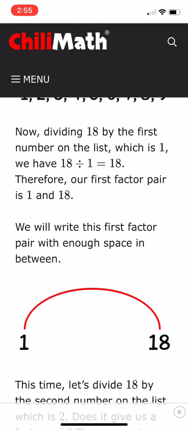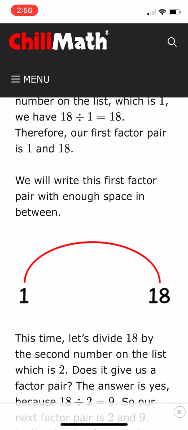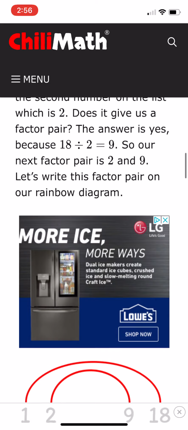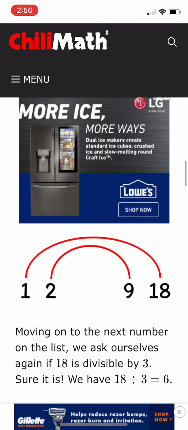This time, let's divide 18 by the second number on the list, which is 2. Does it give us a factor pair? The answer is yes, because 18 divided by 2 equals 9. So your next factor pair is 2 and 9. Let's write this factor pair on your rainbow diagram. Moving on to the next number on the list, we ask ourselves again, is 18 divisible by 3? Sure it is. We have 18 divided by 3 equals 6.